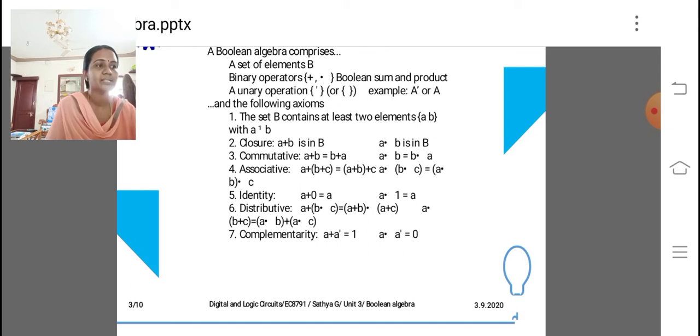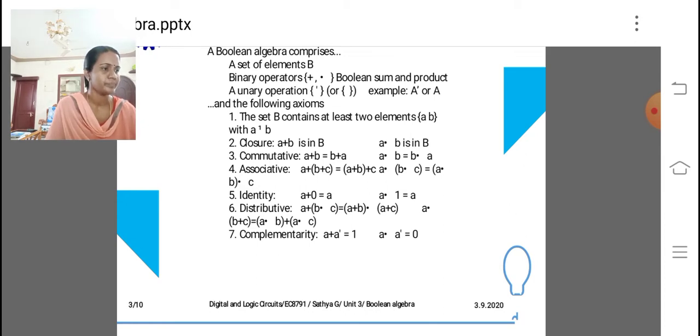The second case is the associative law. In this PPT it consists of three variables, a, b, c. We combine two variables on the left-hand side, and on the right-hand side we combine the other two variables, but the result is the same. That is called the associative law.